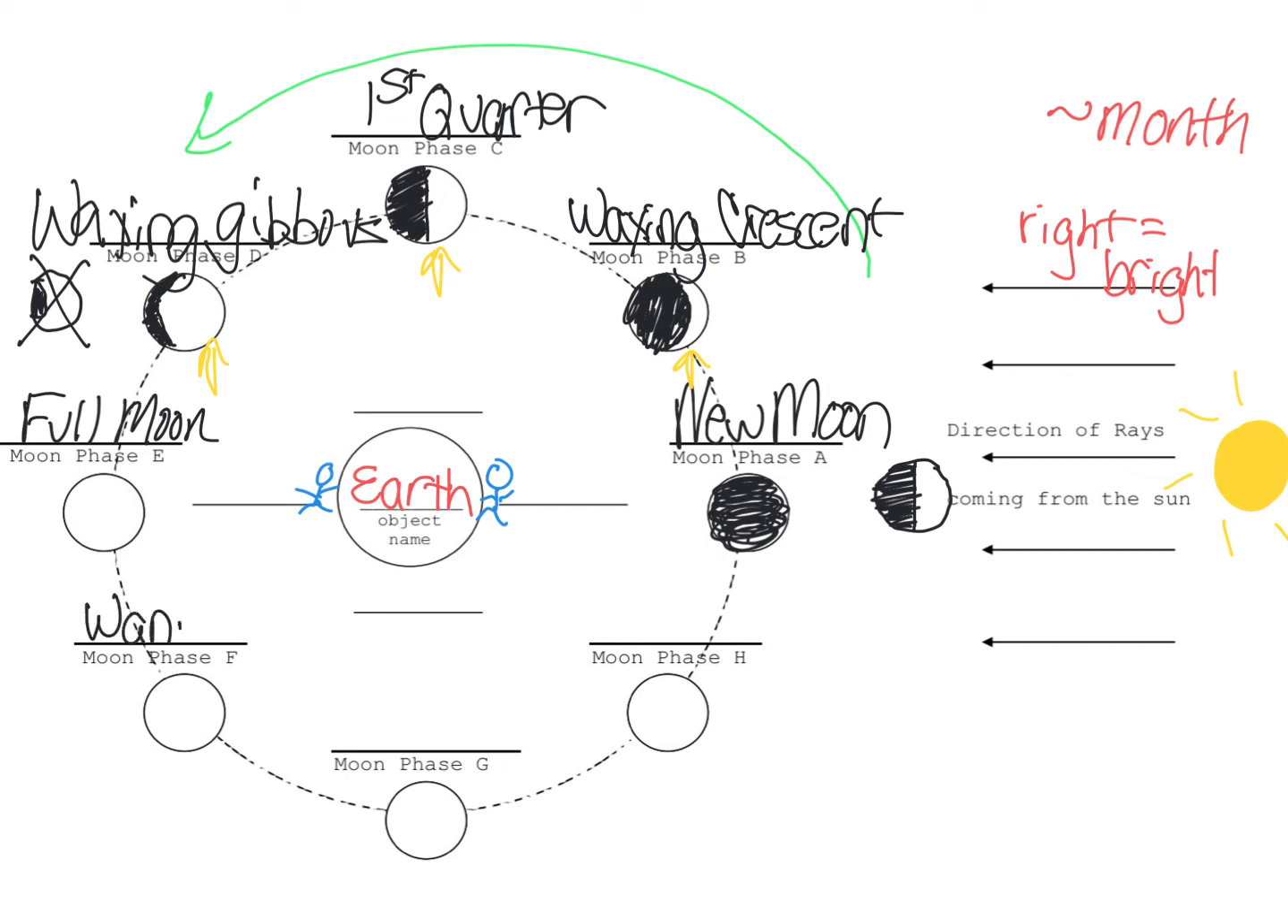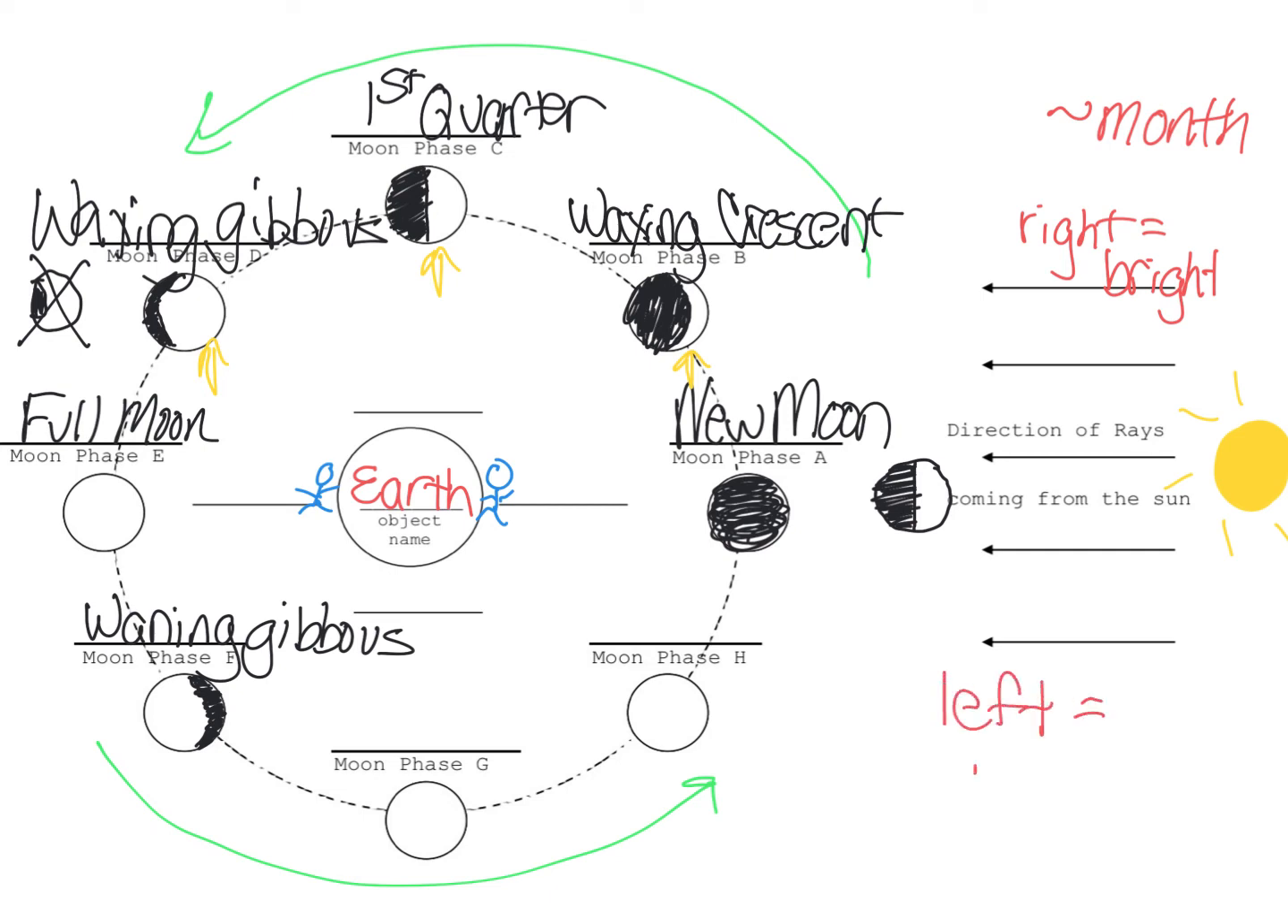So our waning gibbous looks like the reverse of the waxing gibbous. Same general lemon shape, but illuminated on the left side and shaded on the right. As we go through our remaining phases, all of these will be lit on the left. For these, left means less light.